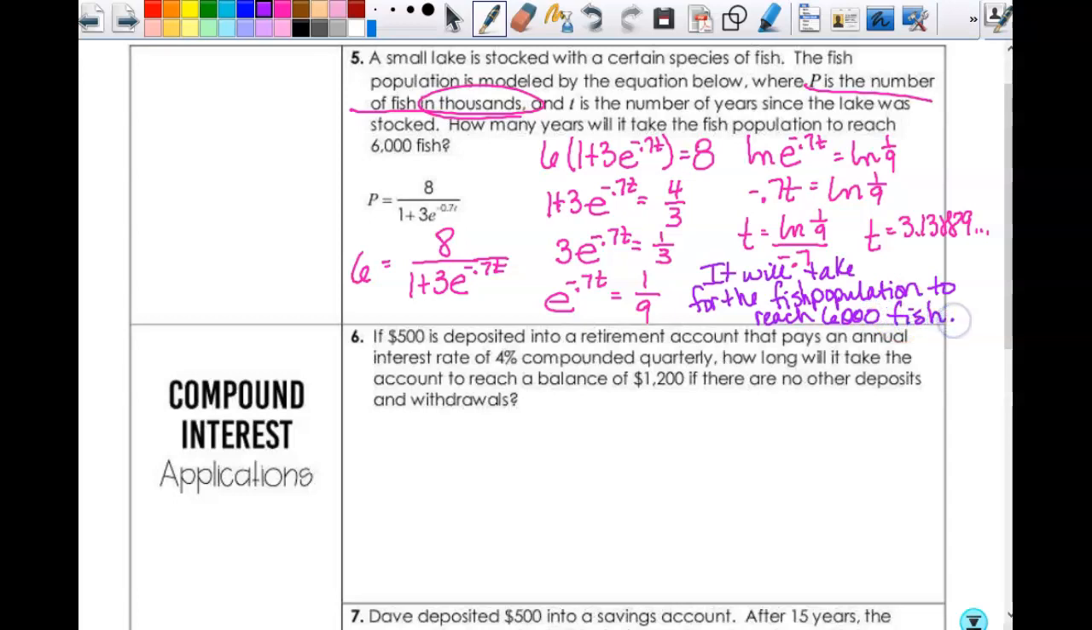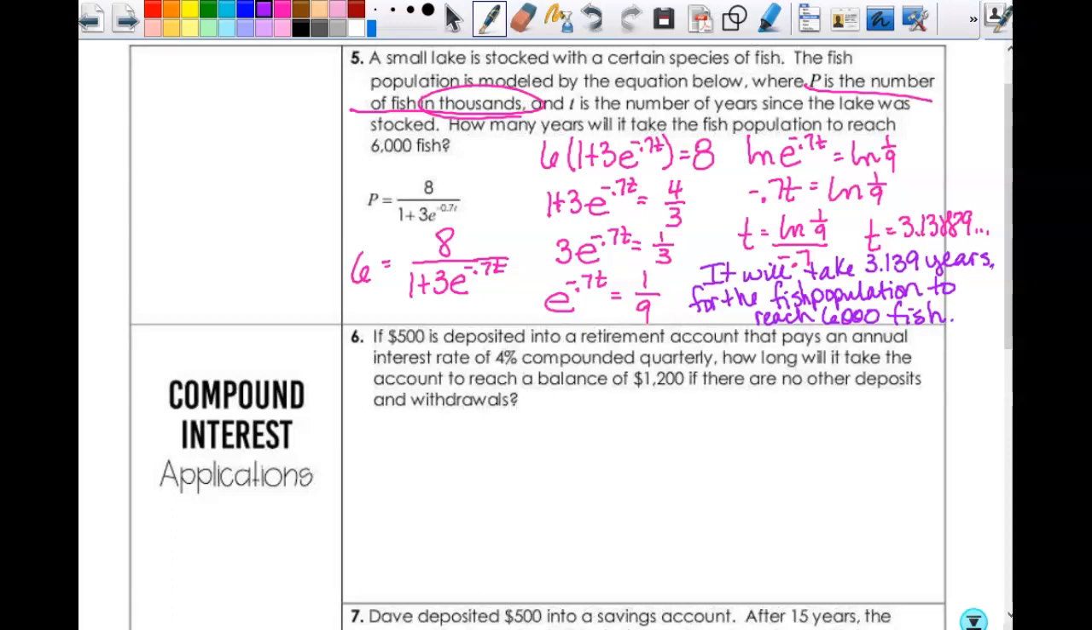All right, so can I have part of a year? Yes, I can. This question is asked differently than the week question. The week question said within what week is this happening? This doesn't say in what year. It says how many years. So we can have part of a year, and we would have 3.139 years. So it will take 3.139 years for the fish population to reach 6,000 fish.